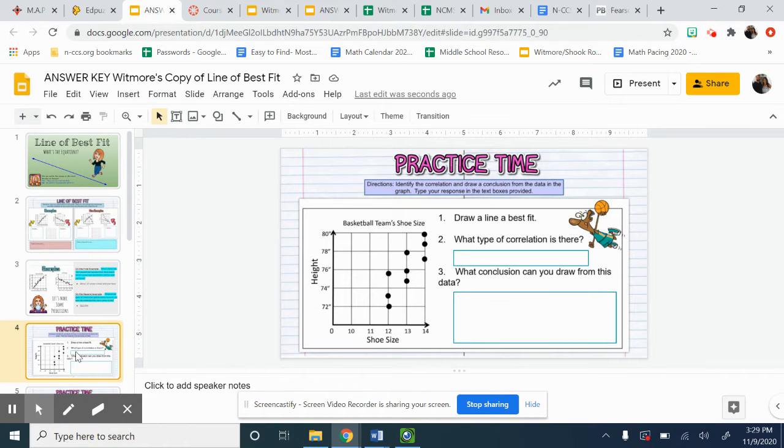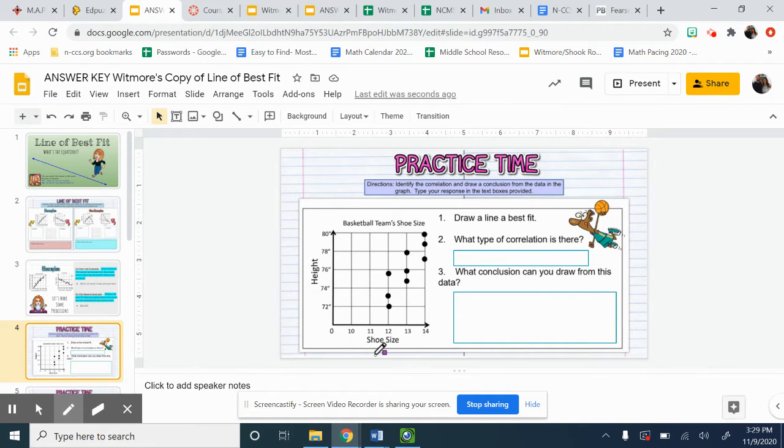Okay, so let's talk through a few problems and how it would actually look. With this, step one is to actually draw a line of best fit. Like I told you on the very first slide, a line of best fit has to hit two or more data points within your set or your graph.